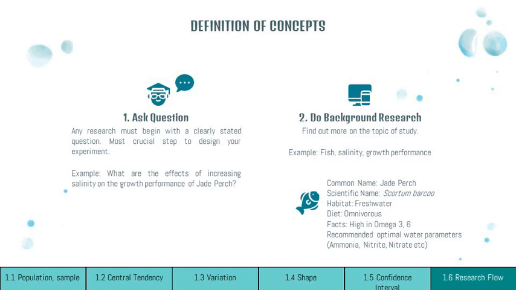You should find out more on the topic of study. For example, finding out more about the fish, jade perch, its common name, habitat, diet, and the recommended optimal water parameters like ammonia, nitrite, nitrate. Find out more about previous study done on salinity and what are the different measures for growth performance indicators like average weight, average length, specific growth rate, and feed conversion ratio, etc.